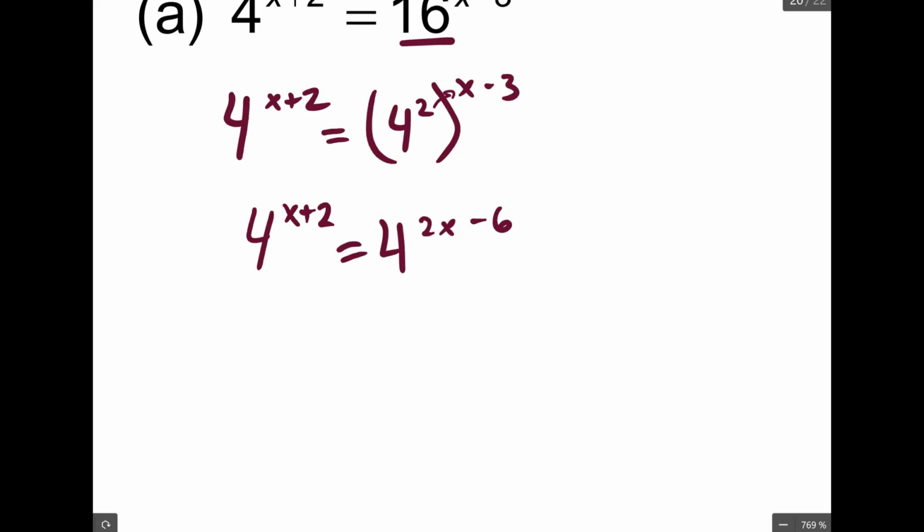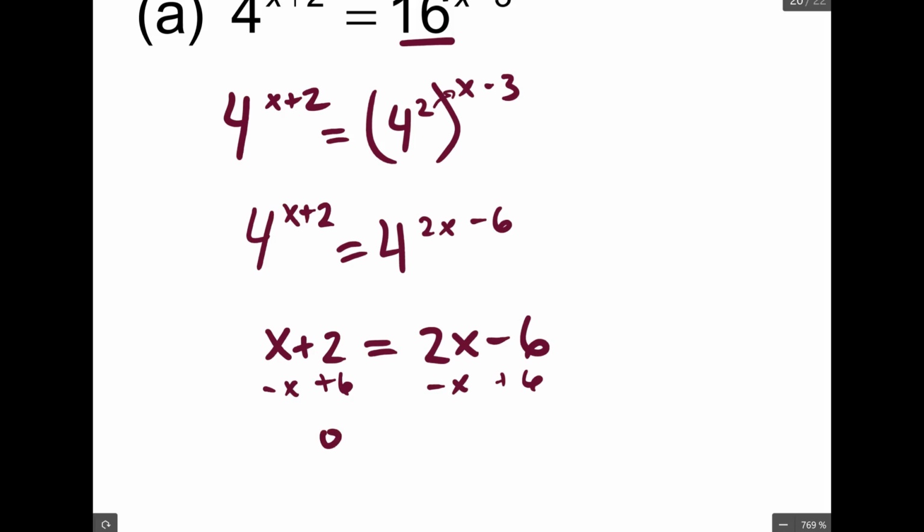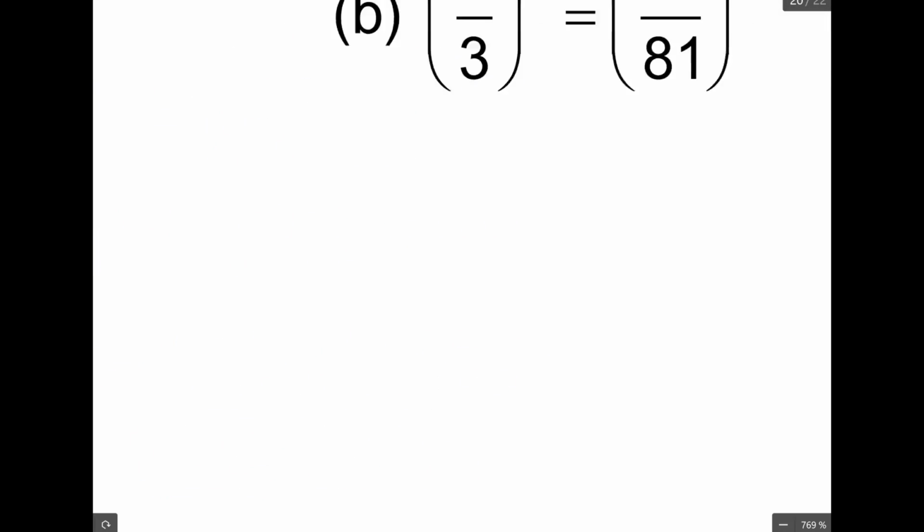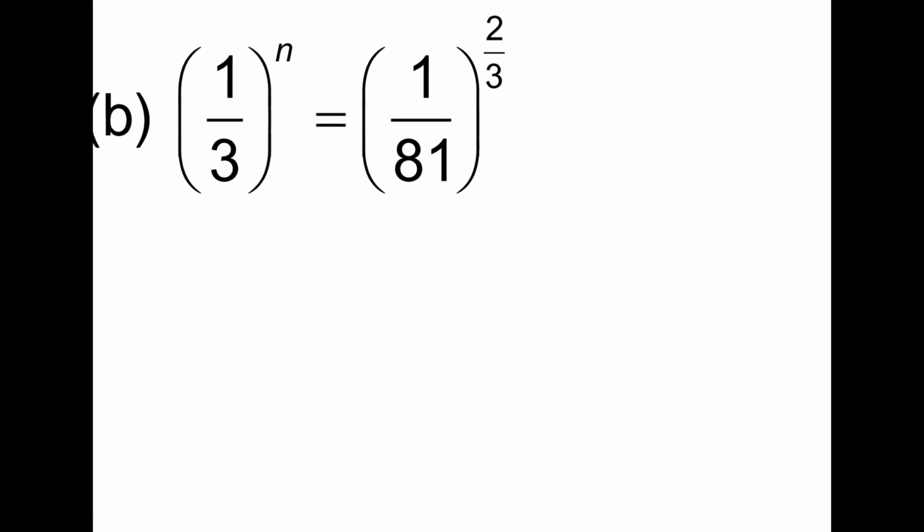Since I have the same base, I'm going to set the exponents equal. So 2x plus 2 equals 2x minus 6. I'll add 6 on both sides and subtract x. I have 8 and x. X equals 8. Feel free to pause the video at any time and try the problems out yourself before I go over them.